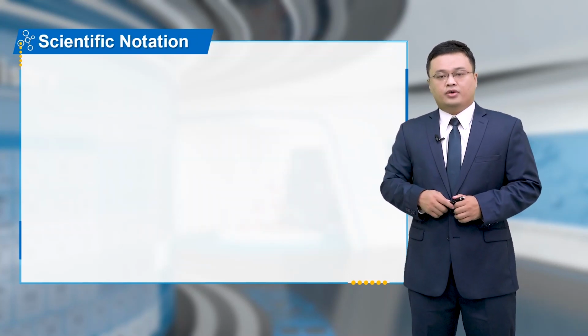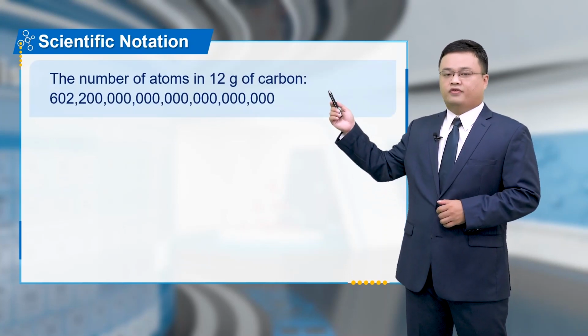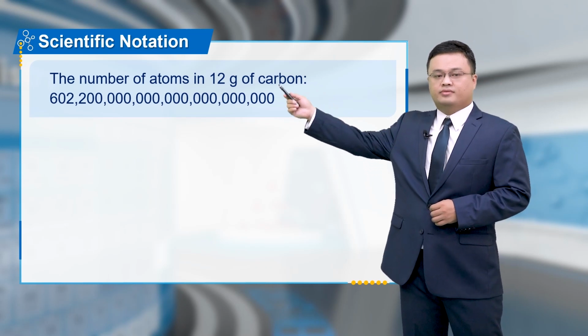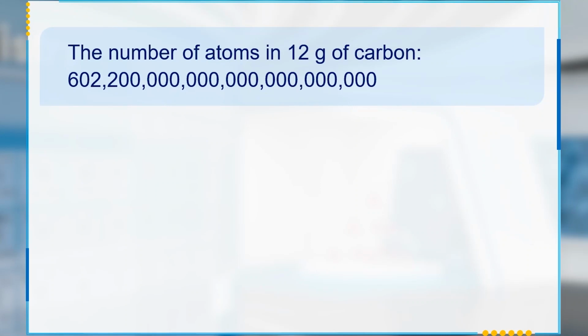In scientific calculations, sometimes the number is too long to write. For example, the number of atoms in 12 grams of carbon is this number, very long. So we have to use scientific notation: 6.022 times 10 to the power of 23.